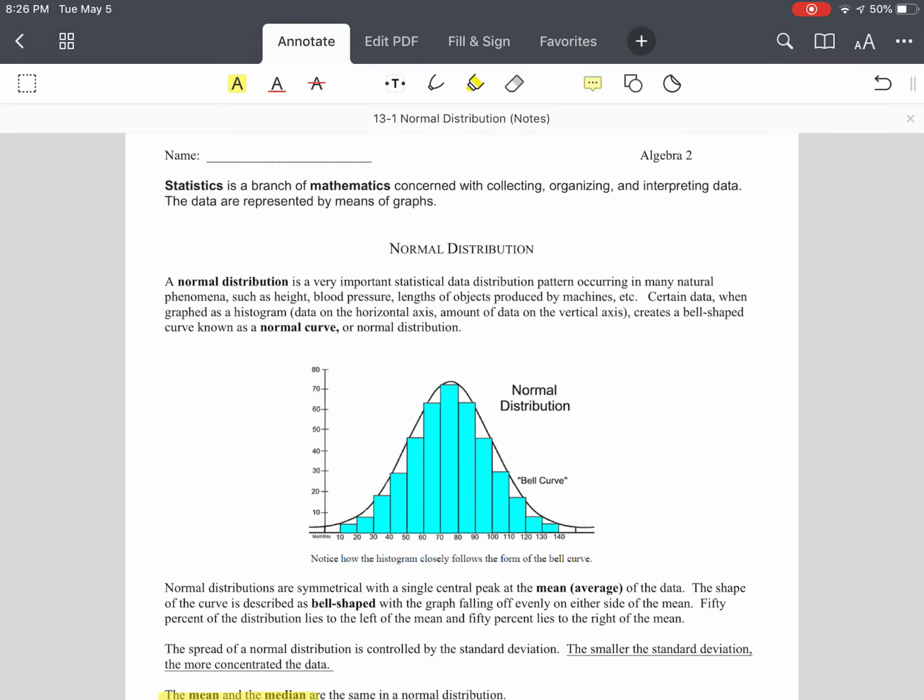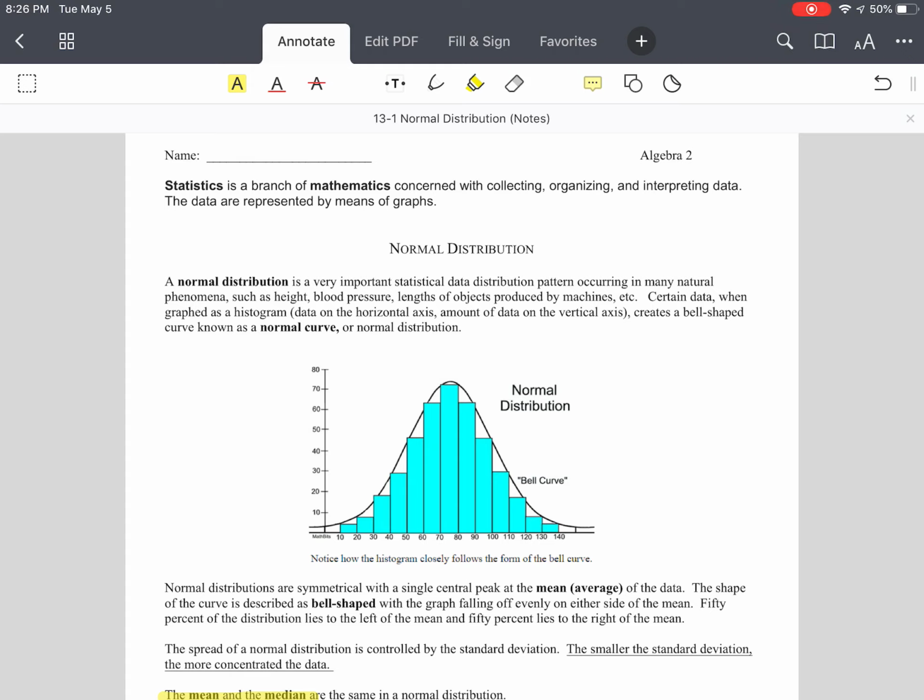Hello, Algebra 2. Today we're going to start our new unit on statistics. Statistics is a branch of math concerned with collecting, organizing, and interpreting data. And these data are represented by graphs. So one graph that we use in statistics is the normal distribution curve.